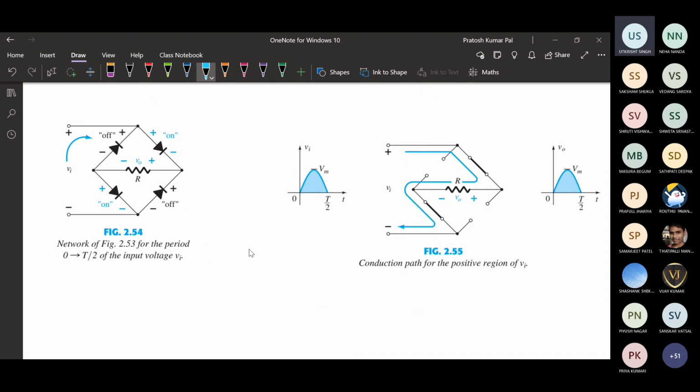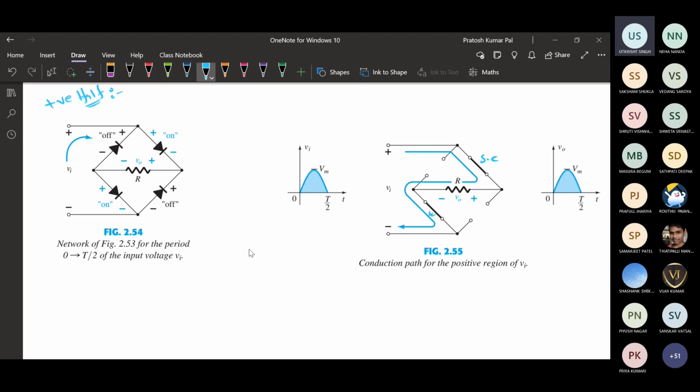Suppose for the positive half we are applying the positive, so this is off and this is off, this will be on and this is off. So overall the circuit that we will be getting is this. This is short circuit and this is short circuit. At the resistor this is the positive terminal and it is connected to positive, so the output that we will be getting is positive.